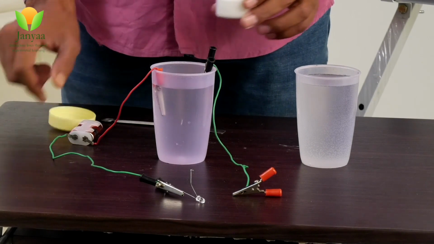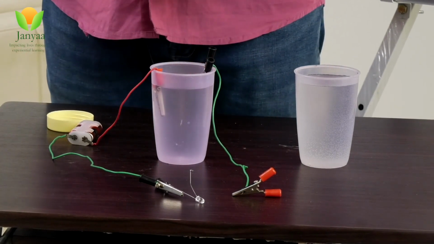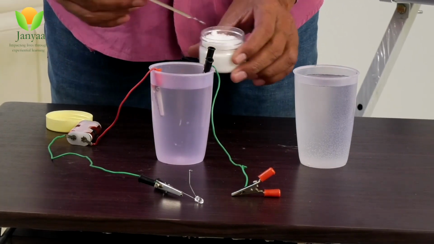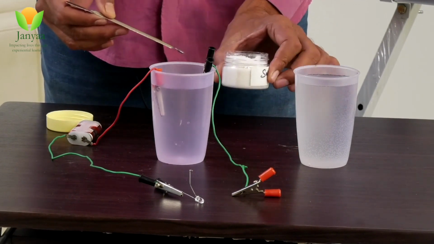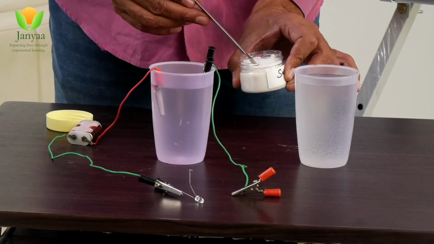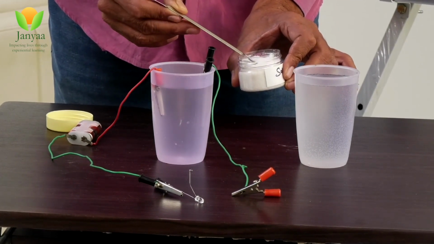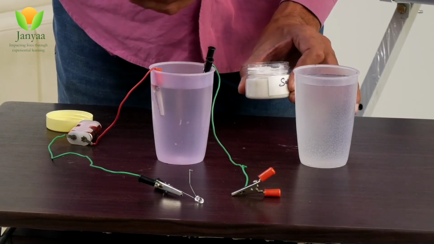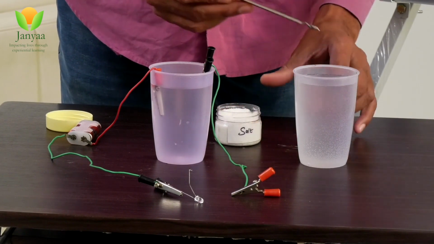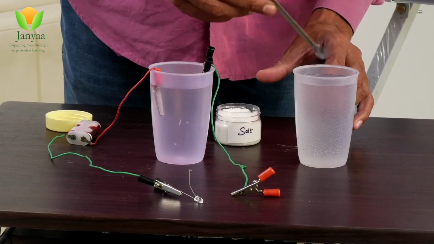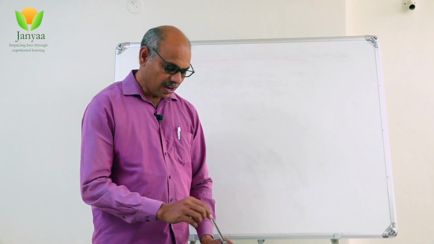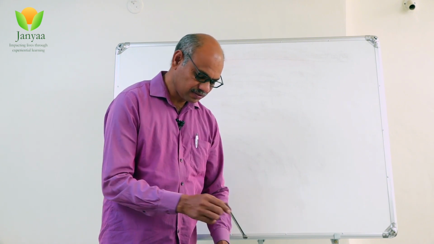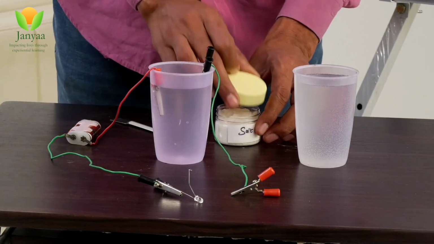Now let me add some salt to this water. I take a spatula and I have some salt with me. Just I mix some salt. You see, some grains, not much, a very little salt I am taking and just dissolving in this container. And just stir it.